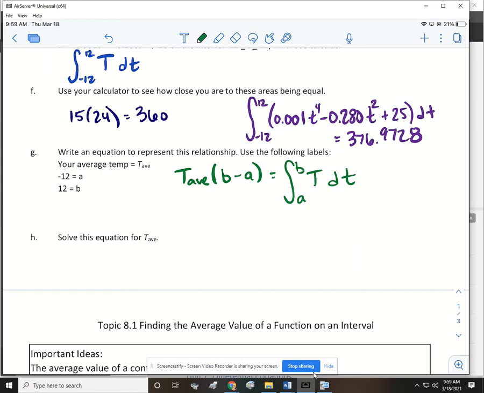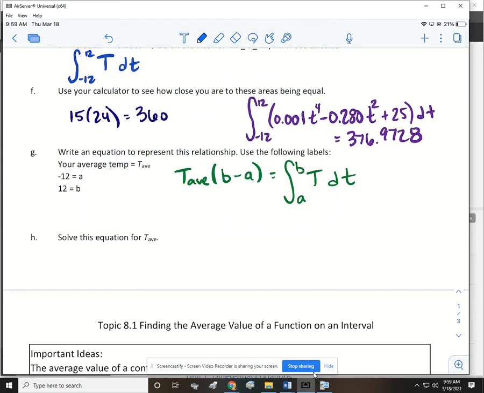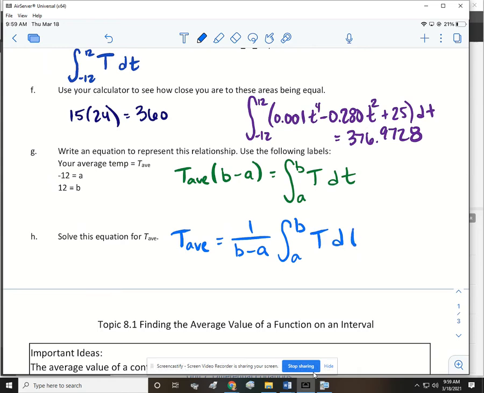Okay. Now, what we're wanting to do in this lesson is actually find that T average. So if we solve that equation for T average, we would divide by the B minus A. So that would translate to T average is equal to 1 over B minus A times the integral from A to B of T dt. That's our big formula.